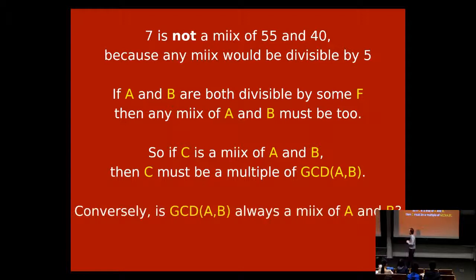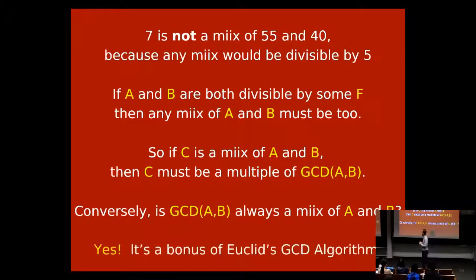Now it's maybe natural to wonder, conversely, is it true that the greatest common divisor is always a mix of the 2 numbers? If this is true, then this would be an if and only if, because the GCD is always a mix. We saw before that once you get some number as a mix, you can get any multiple of that number also as a mix. So this is going to interest us. Is it true that the GCD has to divide into any mix, but is it also true that you can always get the GCD as a mix? And the answer is yes.